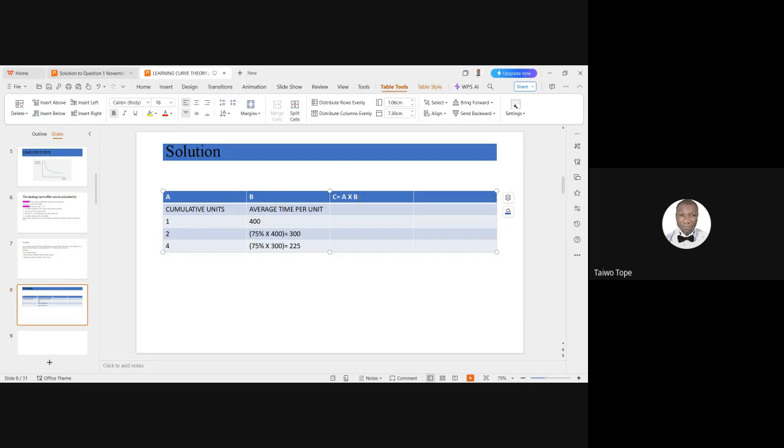So for the first unit, even though the question is not asking us to determine that, you need to determine that to have a complete table. So it will be 1 multiplied by 400. You have it as 400 for the total hours.